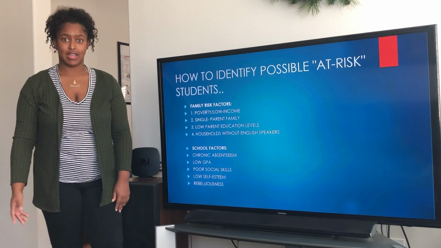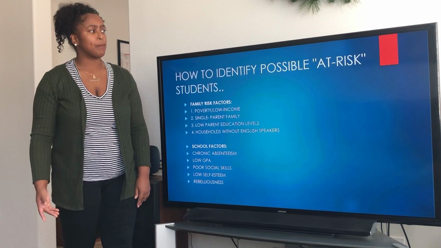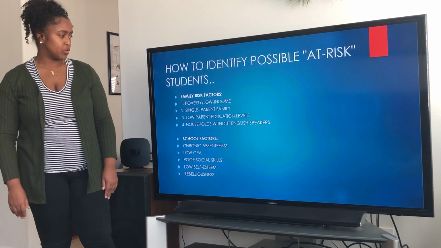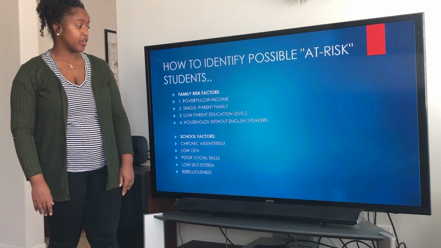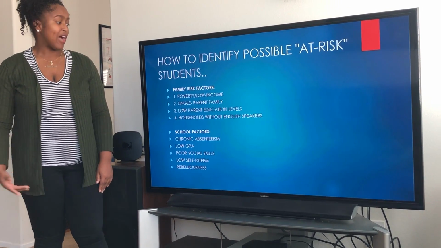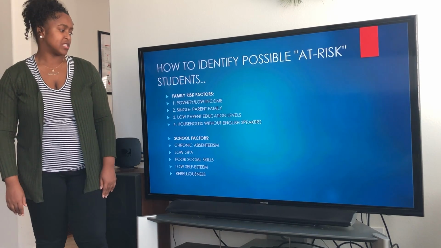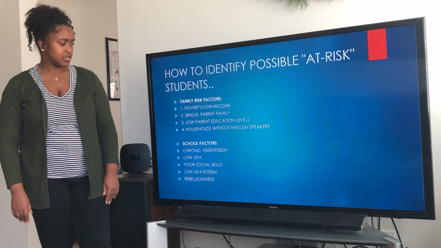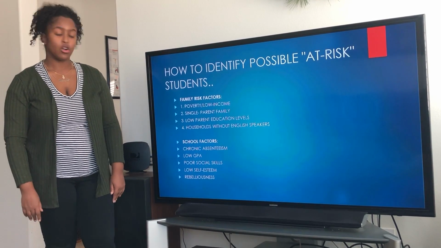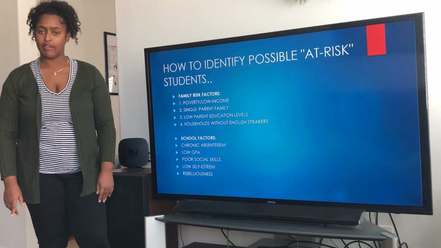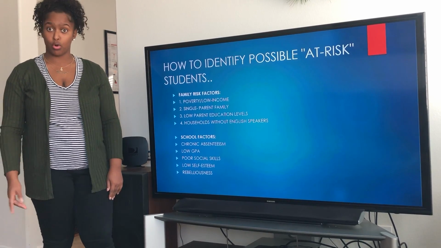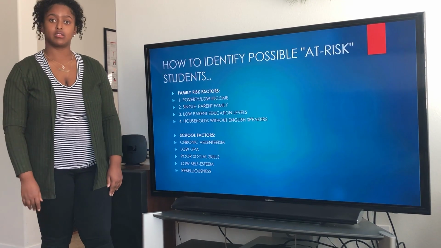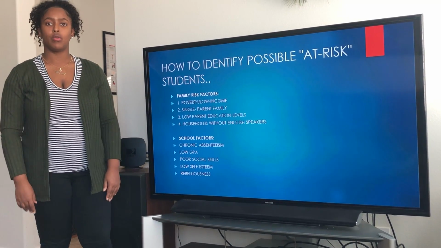The next question we all ask as educators is how to identify possible at-risk students. Some family risk factors and school factors include a child living in poverty or coming from a low-income family, having a single parent family, experiencing low parent education levels, living in households without English speakers. Some school factors include chronic absenteeism, having a low GPA, possessing poor social skills, possessing a low self-esteem, and rebelliousness, whether it's in the community or at home or at school.